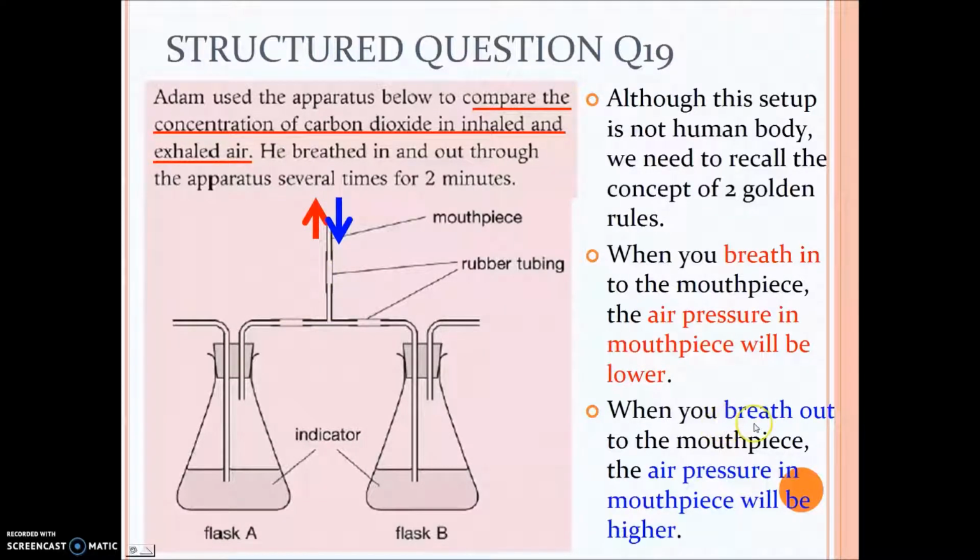And when you breathe out, there will be a higher air pressure in the mouthpiece because you are blowing air into it. The air will flow to the lower pressure region, along this tube. So in this setup, you need to know the airflow direction, and also how we can compare the concentration of carbon dioxide.